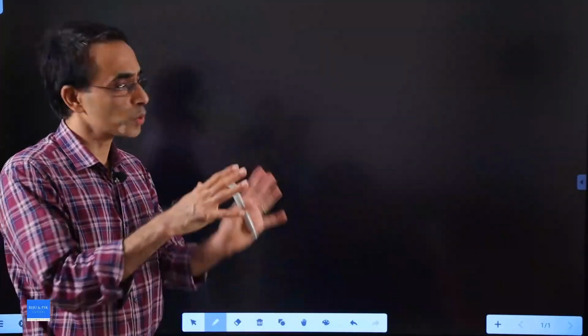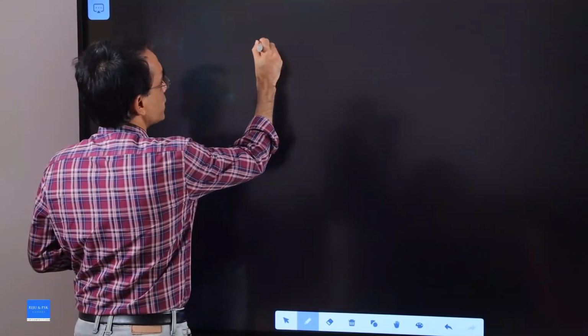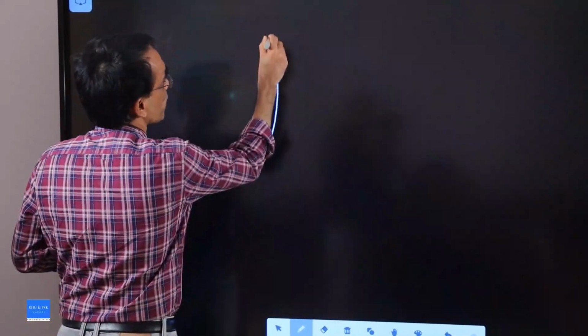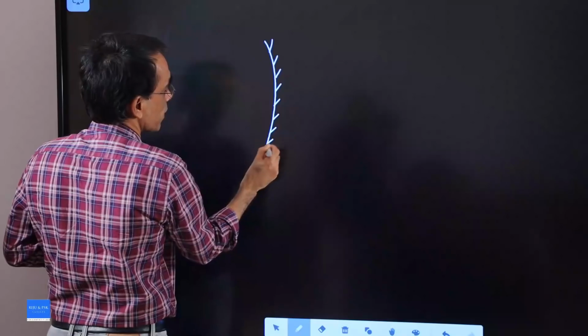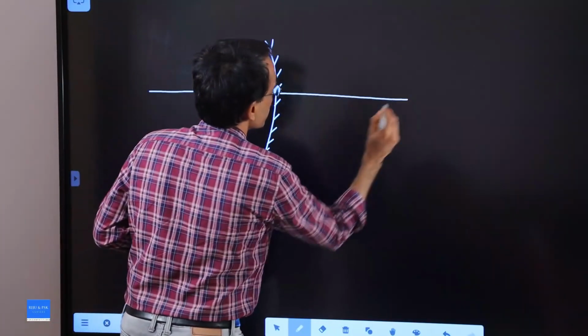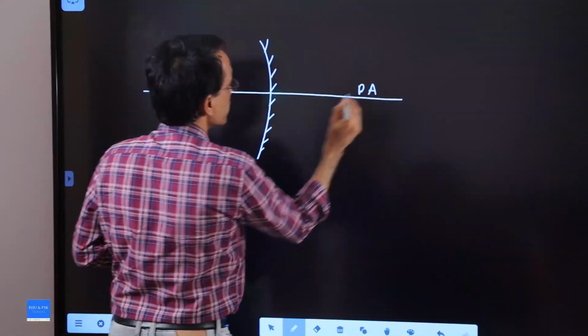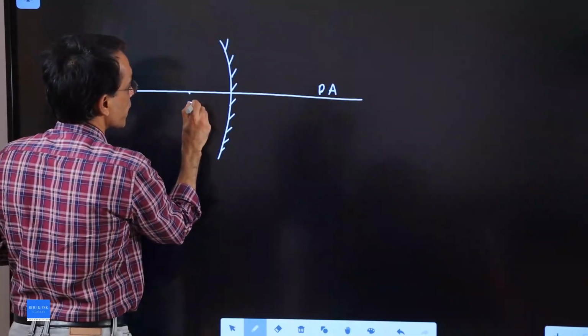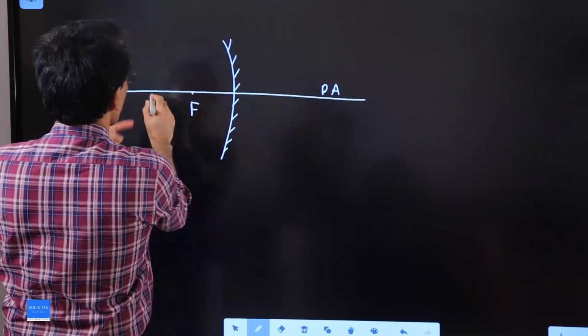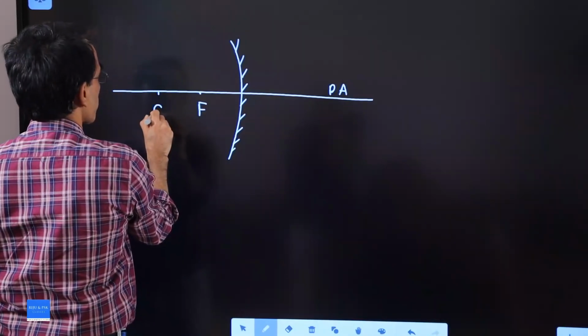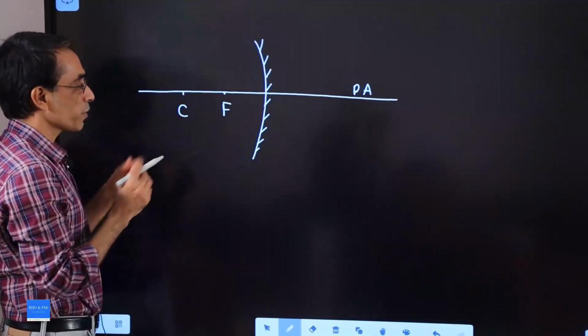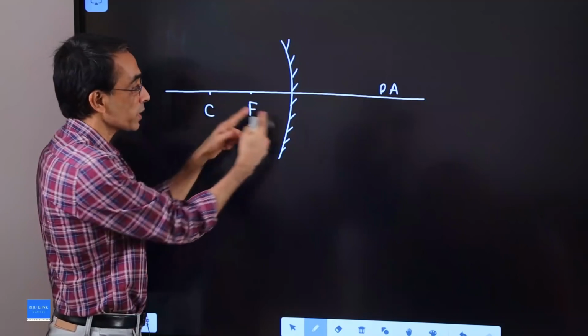Now we will just do 2-3 different image formations just to understand what is happening. Okay. First case, consider a concave mirror. This is the principal axis. Say this is the principal focus. Almost double the length, you can mark center of curvature. And we should know center of curvature is twice the focal length.